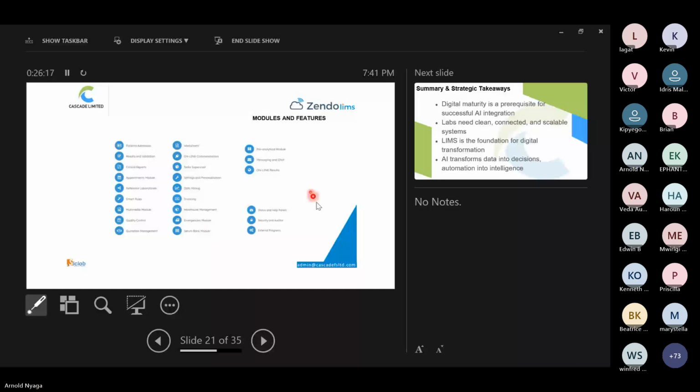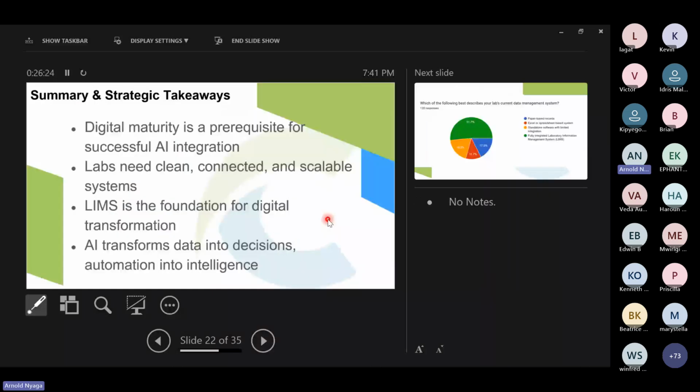Then, summary and takeaways. What do we take away from here? We need digital maturity as a prerequisite for our AI integration. We need to digitize all our contents, so that we can start thinking of how to ensure that our laboratories are integrated with AI. Then we need to clean, connect, and scale systems.